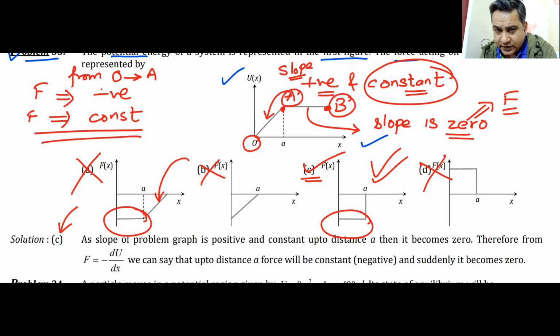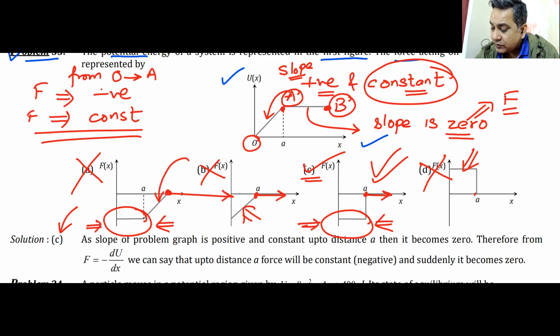See, equilibrium only happens when force is zero. So in this portion where you have force acting, there cannot be equilibrium because the force is acting. Here also there cannot be equilibrium because force is acting. Equilibrium can only happen when the force is zero. So in this case, equilibrium can only happen from this point onwards. Do you understand this, what I'm saying?